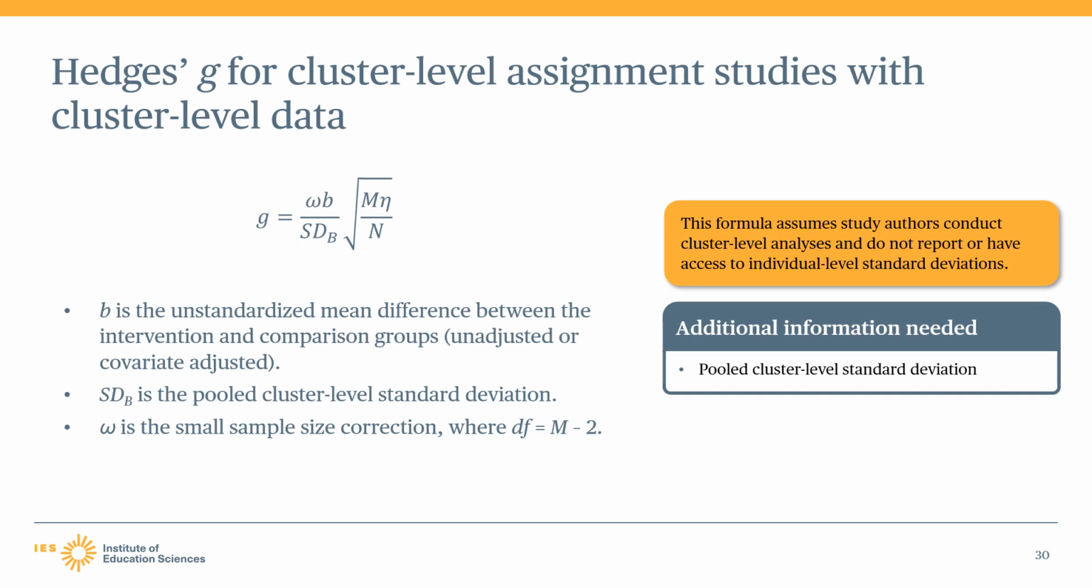to individual-level student data. Here, we show how the WWC calculates a Hedges' g effect size for cluster-level assignment studies that only have cluster-level data. This is similar to the effect size for individual-level data, except that the mean difference and standard deviations are at the cluster level instead of the individual level. The right half of the equation is a multiplicative factor that shrinks the effect size proportionally to the ICC.